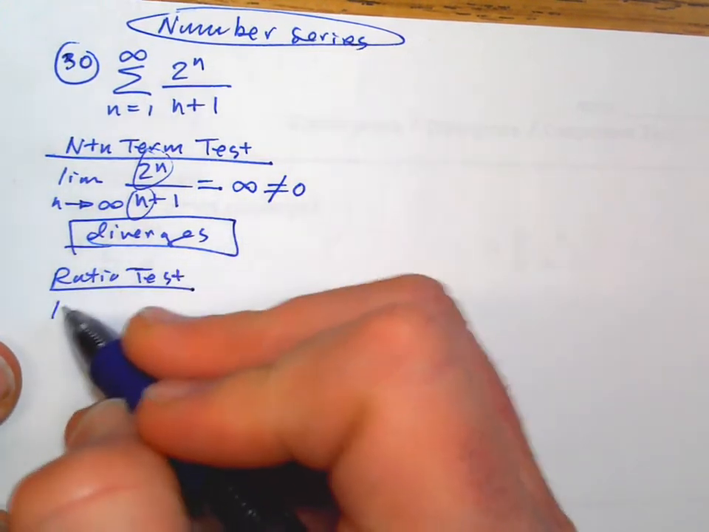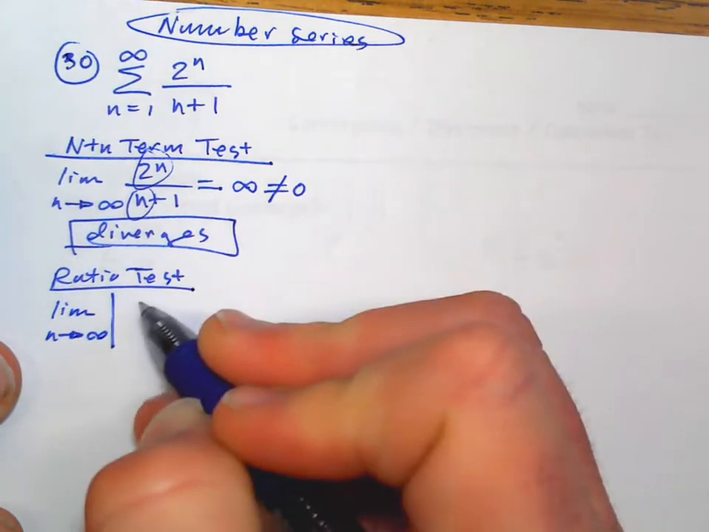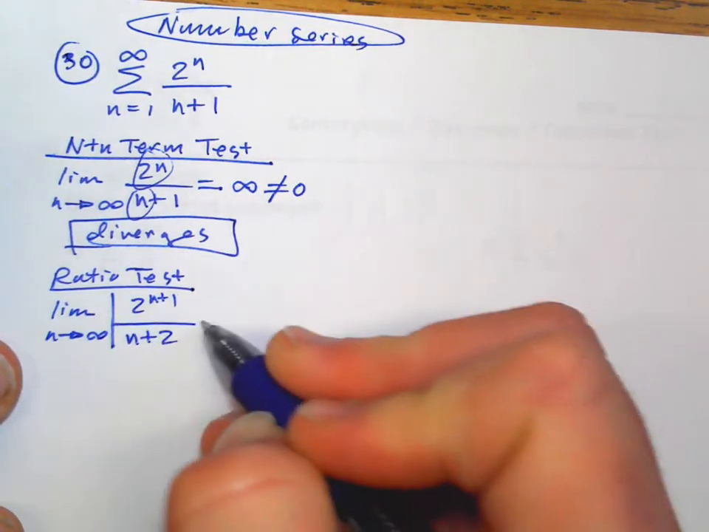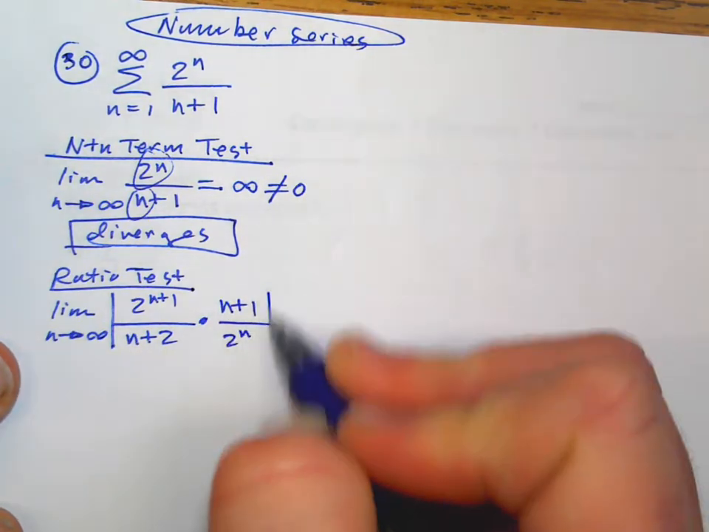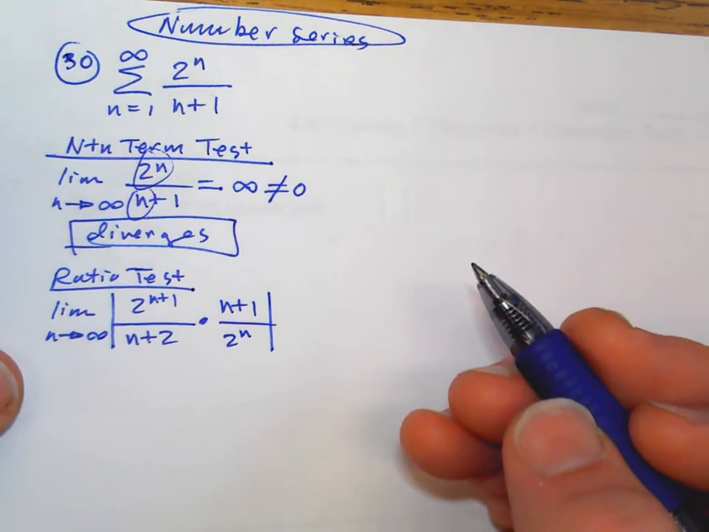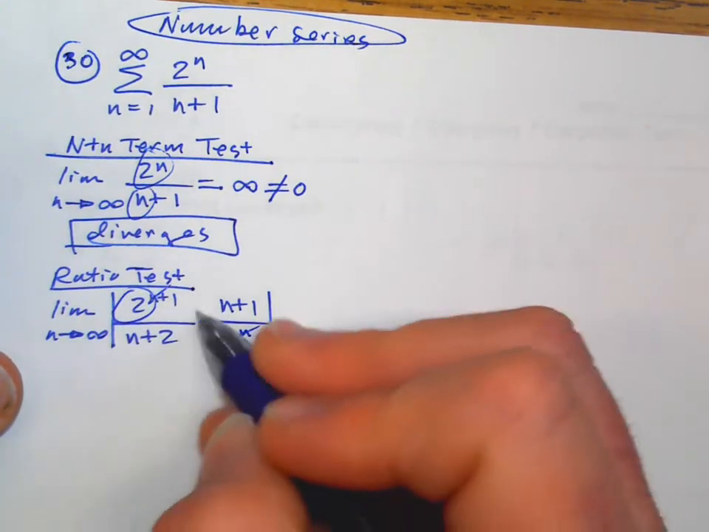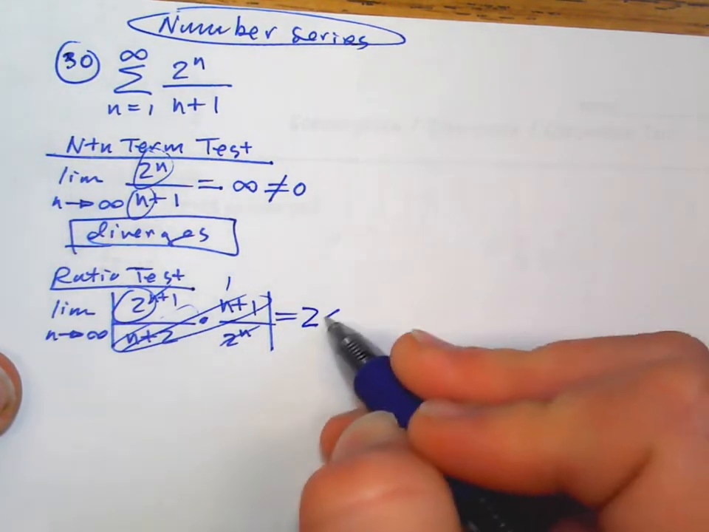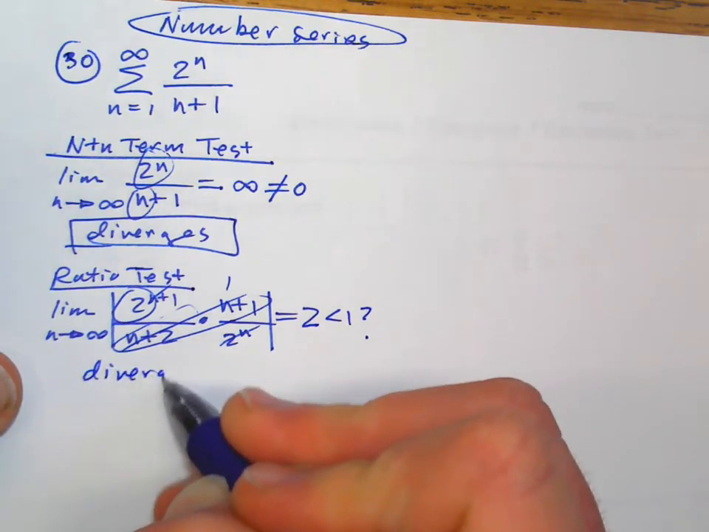So the ratio test says take the limit as n goes to infinity of the absolute value of the n plus 1 term divided by the nth term, multiplied by the reciprocal, because they usually involve fractions, so that's helpful. Now, rules of exponents say we're going to get a 2 here, and then these are going to go infinity over infinity, but they're going to be 1, so you're going to get 2. Now, is 2 less than 1? No, it diverges, no matter what.